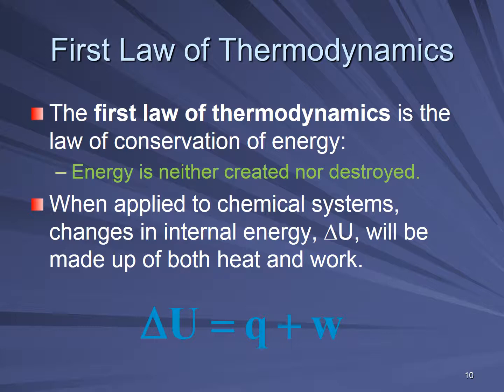All right, so the first law of thermodynamics basically is the law of conservation of energy. It says that energy cannot be created or destroyed. It can only be transferred. So when we apply this to a chemical system, that means that changes in internal energy are made up of both heat and work. Remember, heat is Q and work is W. So the changes in energy have to do with both heat energy changes and work changes, like we saw on that piston a couple of slides ago.